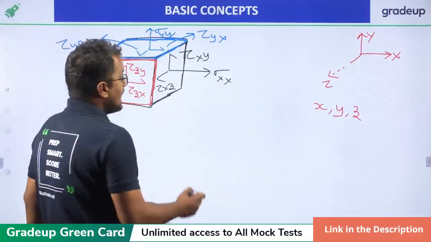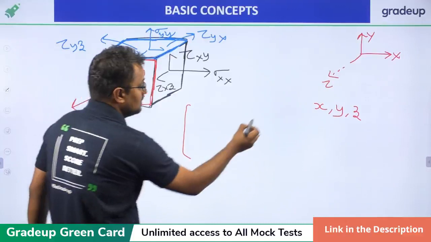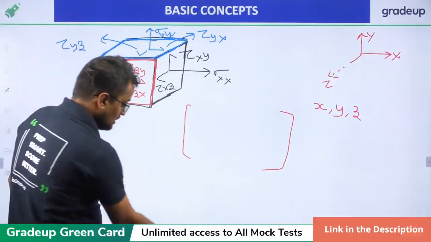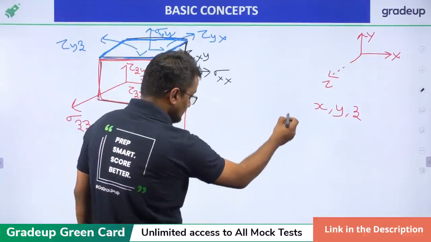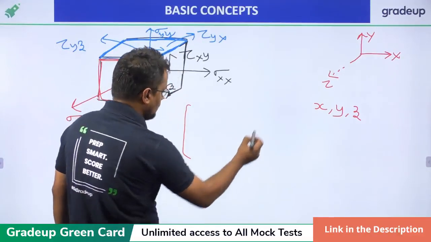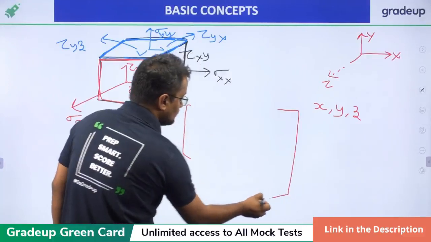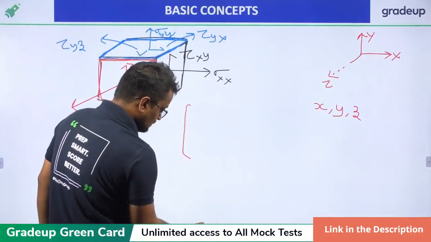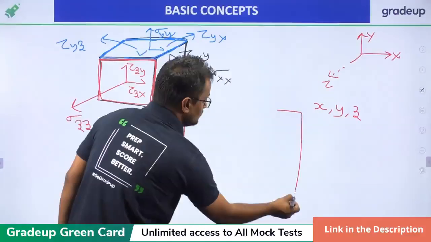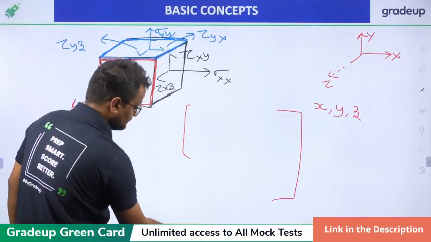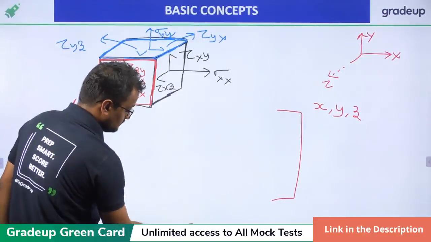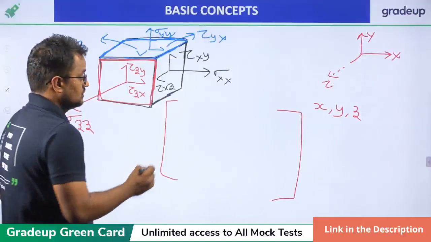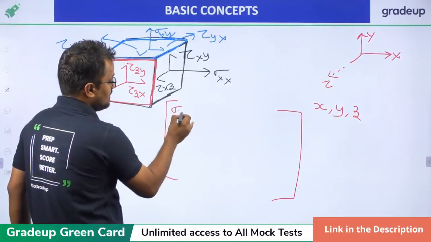Now, my dear friends, I write these stresses in a matrix form. This is called a stress matrix. Okay, I write these stresses in a matrix form, and this is called a stress matrix. Okay, let me show you. So I am writing these stresses as sigma xx.